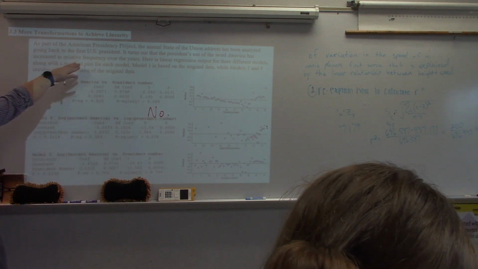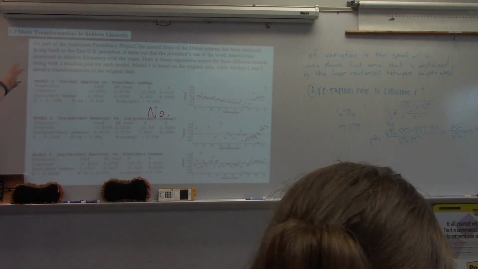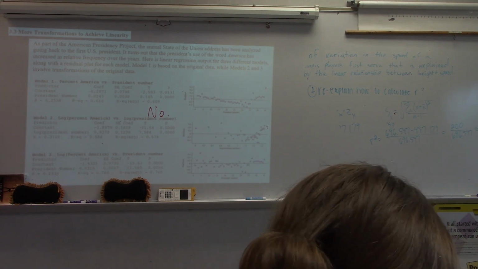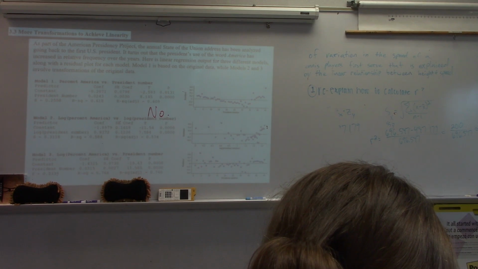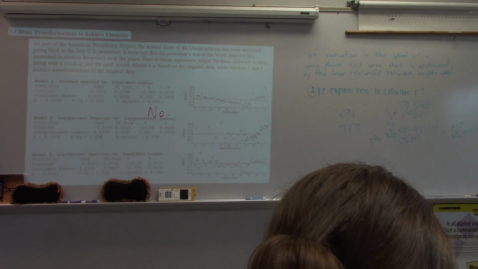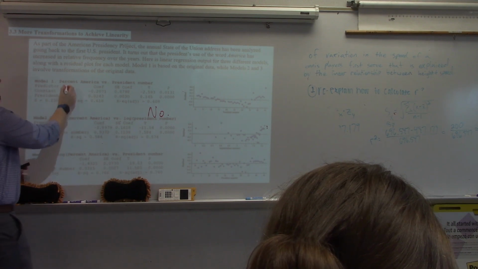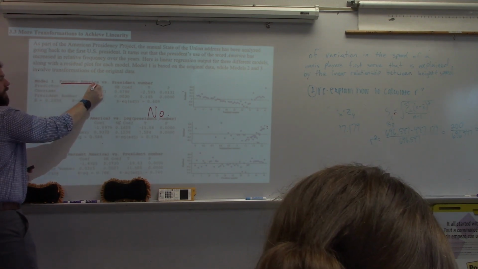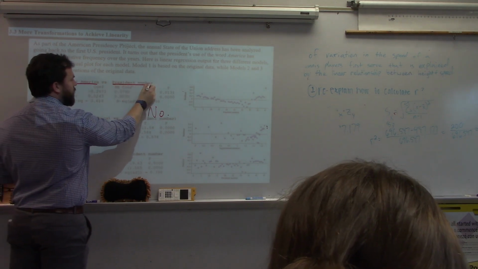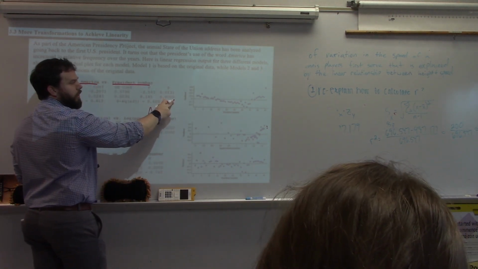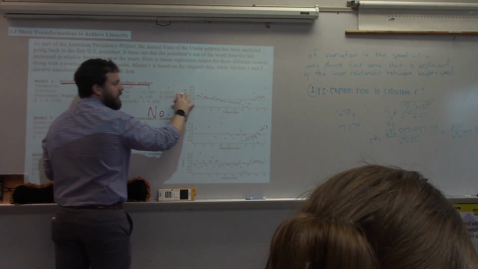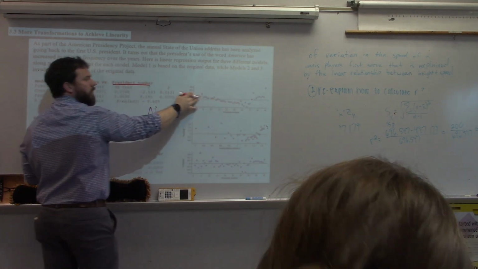So, as a part of the American Presidency Project, the annual State of the Union address has been analyzed going back to the first president. Turns out the president's use of the word America has increased in relative frequency over the years. Here's a linear regression output for 3 different models. Notice this is the percent of time that the word America has been used versus the president number, where the president number predicts how many times they've said America. Is just that traditional linear regression a good fit?